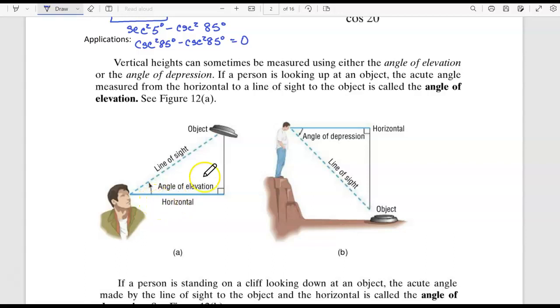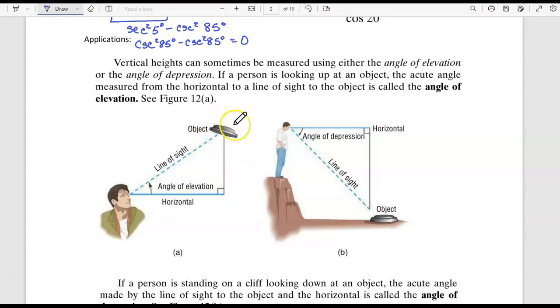We're looking up at an airplane in the sky, or we're looking up at the top of a flagpole, or we're looking up at the top of some kind of monument like the Statue of Liberty or something. So when we talk about the horizontal, we're talking about if we were to look straight, that would be a horizontal. So we could draw this kind of triangle between our, if we were to look straight, and then the object that we're looking at.